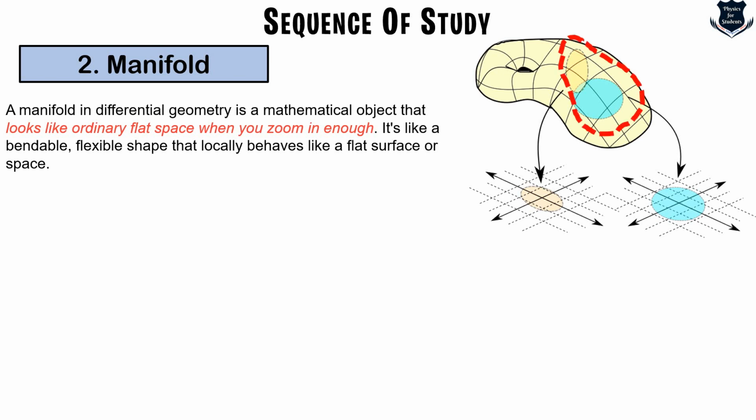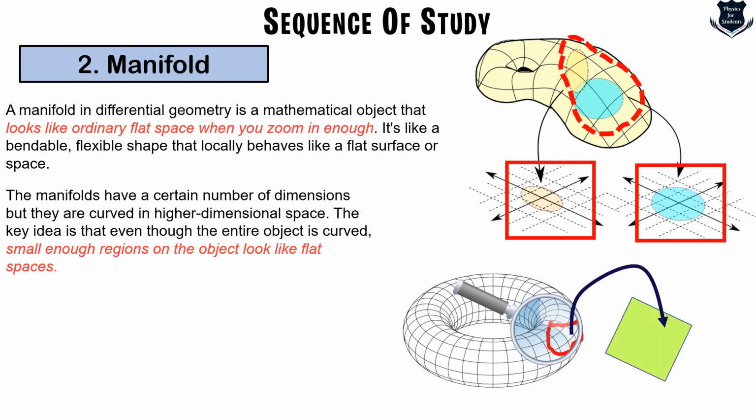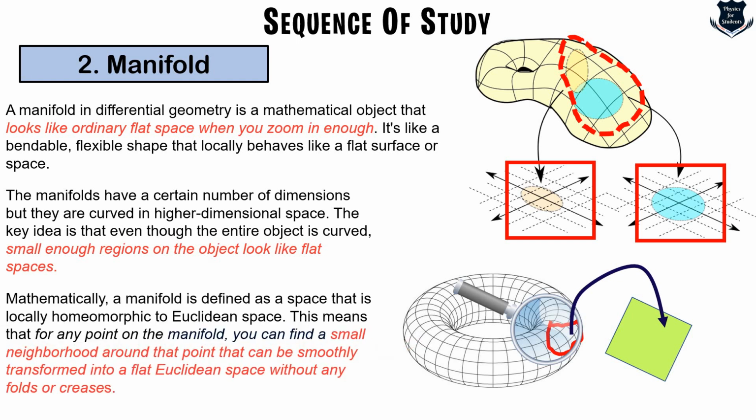Here on the right hand side, you can see a kind of manifold I have highlighted in red, and when it is zoomed, it looks like a flat surface. So manifolds have a certain number of dimensions, but they are curved. The key idea is that even though the entire object is curved, small enough regions on the object look like flat spaces. Here on the right hand side again, you can see a torus. If I magnify this torus, I will get this region, and when I magnify further, I get what is called a flat.